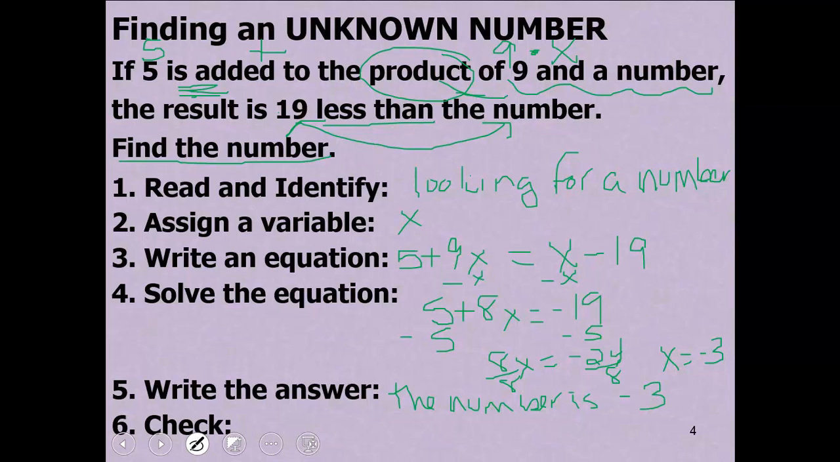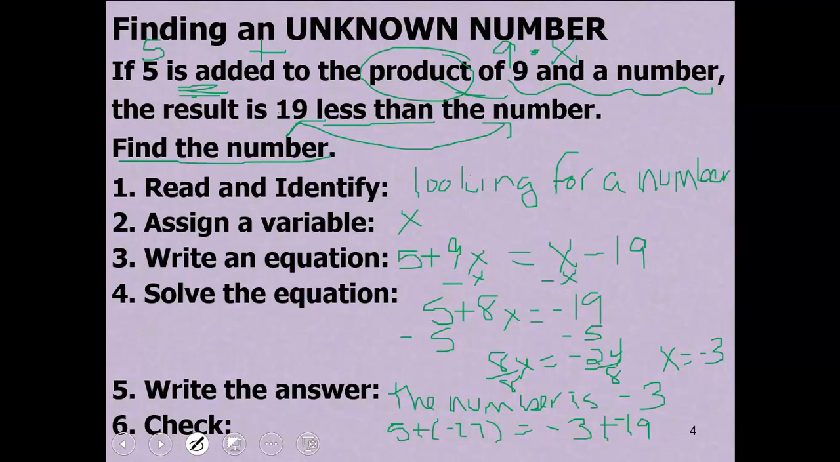Now I'm going to check it. So I have to plug it back into my equation to see if it works. I need to get the same number on both sides. Here's where it's going to get smushy, okay? So I have 5 plus, what's 9 times negative 3? That's a negative 27. Equals negative 3 minus 19. This is also, when we subtract, this is also plus a negative 19. All right? So I have 5 plus a negative 27.